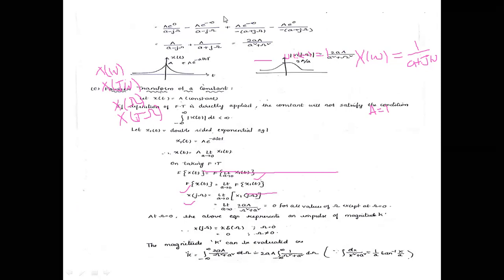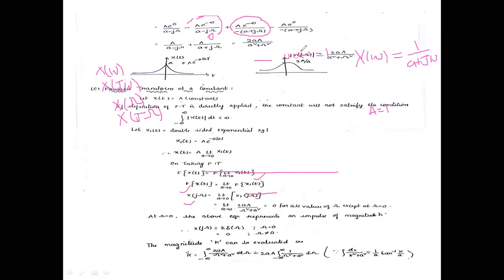e power infinity is 0. This value is 0 here. This term, and e power infinity, this third term is also 0. And minus into minus here, the plus 1 by e power 0 is 1.